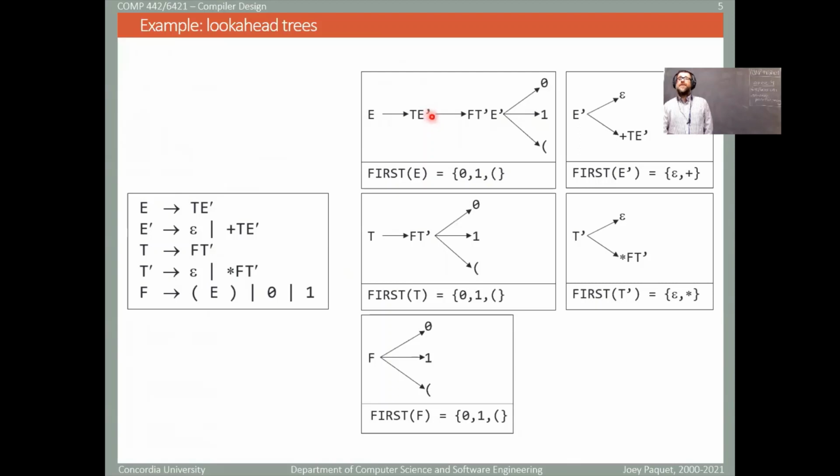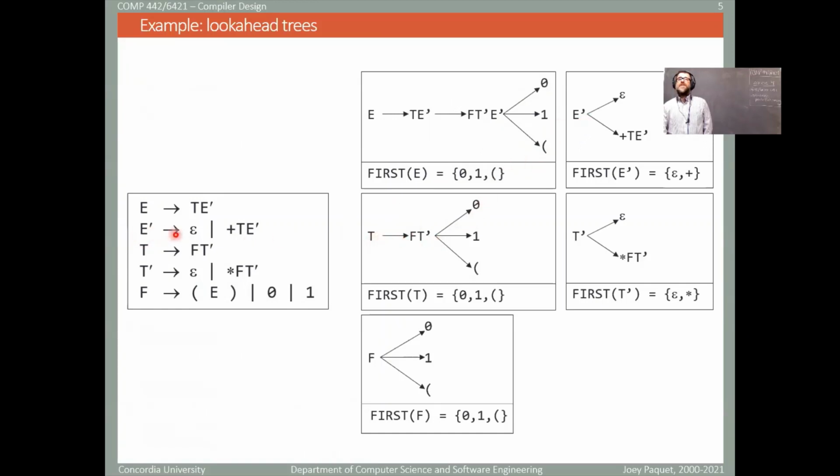sorry. Then if you want to transform this, you can transform T into FT prime, and then the E prime. And then if you want to transform this, you can transform the F into any of these three here. And then at the leaves of the tree you have all terminal symbols, which tells you that first of E is actually 0, 1, open parenthesis. Then you can do the same thing with, for example, E prime.